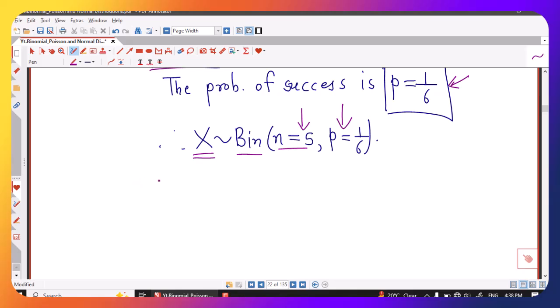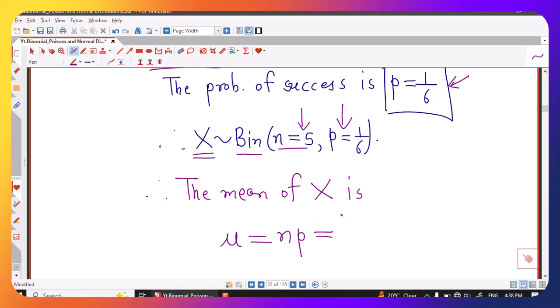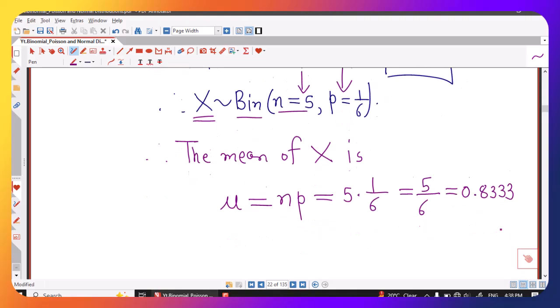So therefore we can write that the mean of this random variable X is, we know that the mean of a binomial random variable is given by the number of trials multiplied with the probability of success, and it is 5 into 1 by 6, which is 5 by 6, and we can write this up to 4 decimal places as 0.8333.